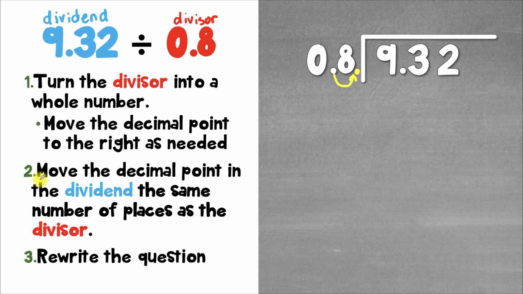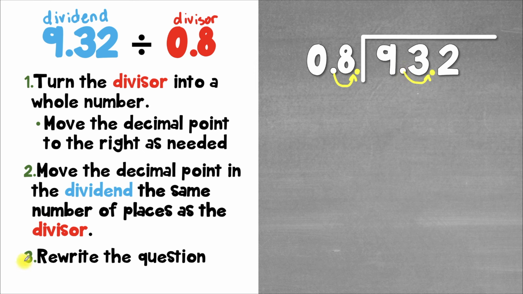Let's go on to step 2. Step 2 is to move the decimal point in the dividend, here it's 9.32, the same number of places as the divisor, which is what we did here. Since I moved this decimal point one place value, I'm going to move this one place value as well. So now this decimal point is no longer here, it's going to be here.